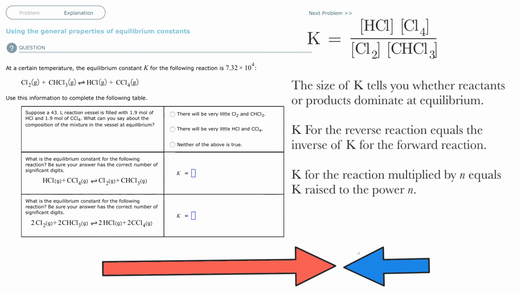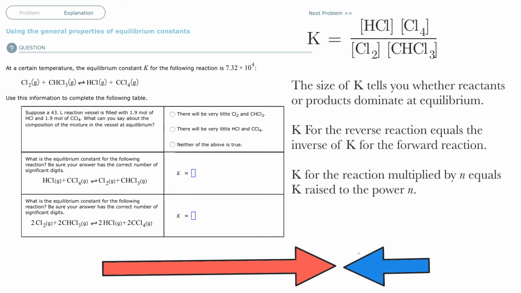The first question says, suppose that a 43-liter reaction vessel is filled with 1.9 moles of HCl, 1.9 of CCl4. So I've got equal numbers. That means I've got equal numbers here in the balanced equation too. What's going to happen? Well, I've got a huge K. A huge K means I'm going forward more than I'm going backwards. That means I'm making lots and lots of product.